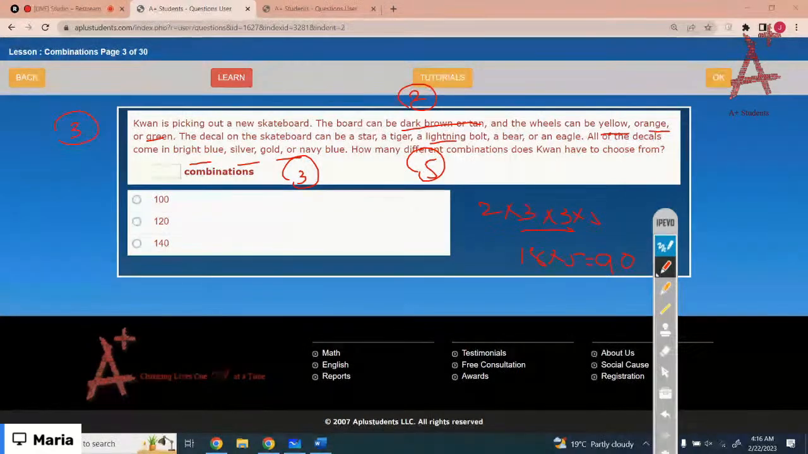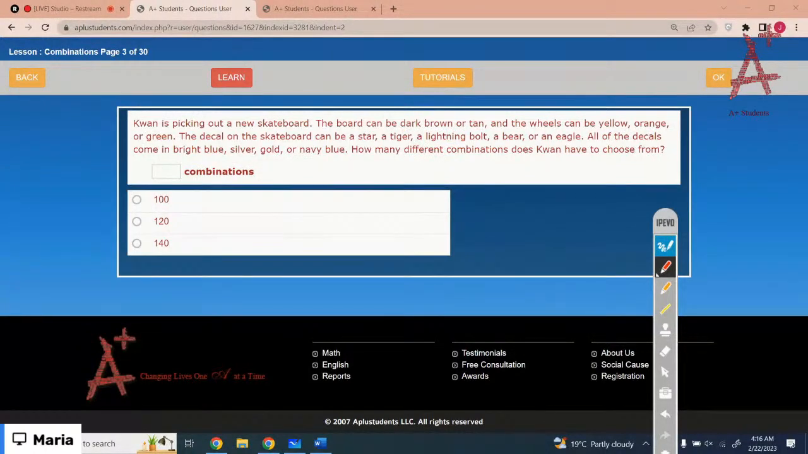Okay, let me read the question again. One is picking out a new skateboard. The board can be dark brown or tan, and the wheels can be yellow, orange, or green, 3. The decal on the skateboard can be a star, a tiger, a lightning bolt, a bear, or an eagle. 1, 2, 3, 4, 5. All of the decals come in bright colors: silver, gold, or navy. 4. So two options for the board, then 1, 2, 3 for the wheels, then 1, 2, 3, 4, 5, and 1, 2, 3, 4. So it is 2 times 1, 2, 3, 4, 5.